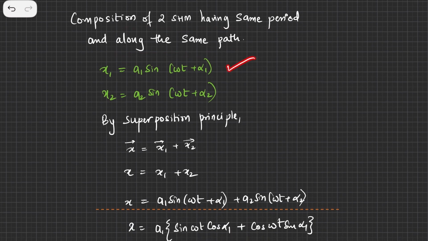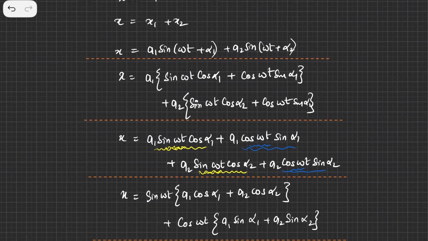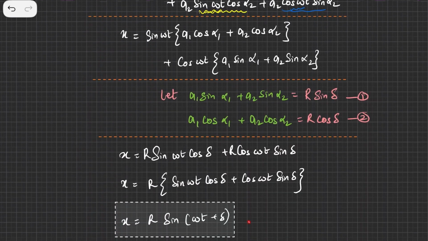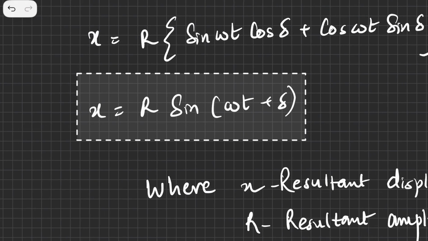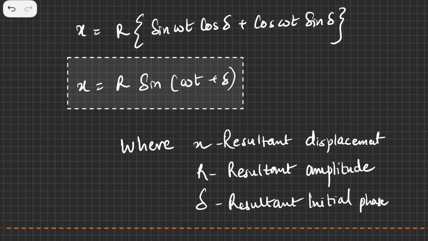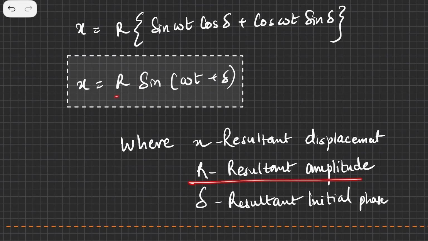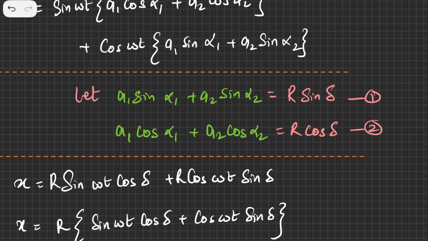So I have taken two SHM equations, I have superimposed them, and then I got a resultant equation which says x is equal to r sine omega t plus delta. But to get this equation, I have introduced two terms, that is r and delta. R is called the resultant amplitude and delta is called the resultant initial phase angle. Because I have introduced r and delta, I need to find out the values for both r and delta.